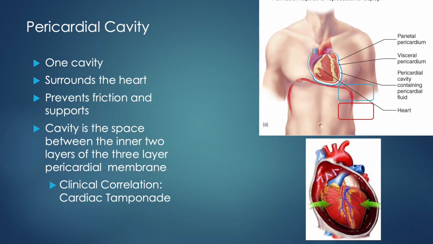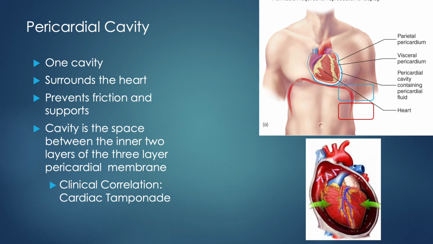The pericardial cavity is the cavity that surrounds the heart, and that's really important for providing lubrication to prevent friction of the heart against the pericardial wall, right? So we have that serous fluid in the pericardial cavity cushioning the heart as it pumps. And so one clinical correlation that's really interesting is something called cardiac tamponade. And cardiac tamponade is what you're going to see at the bottom right image.